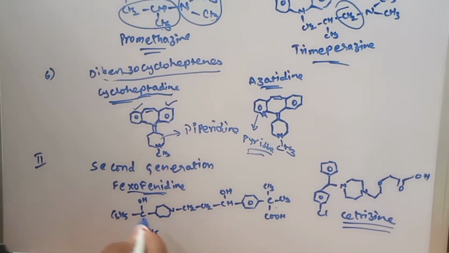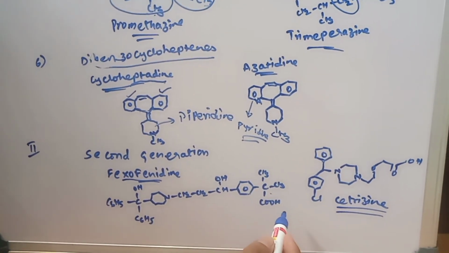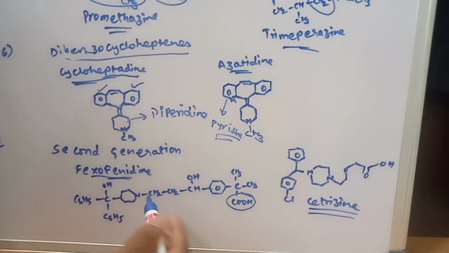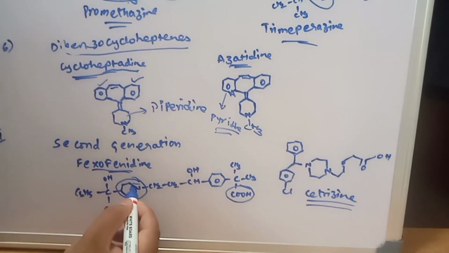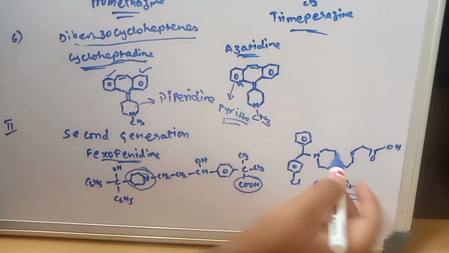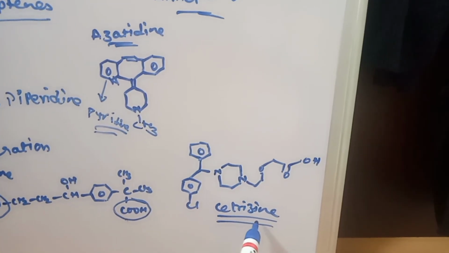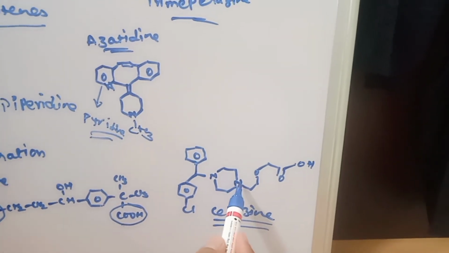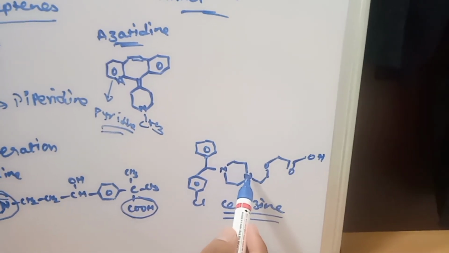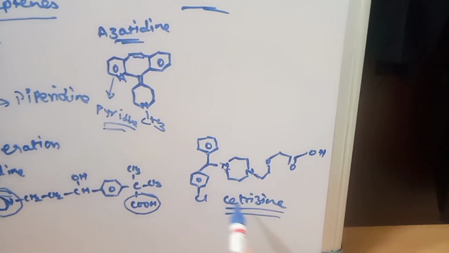And there is a side chain, phenyl rings. As usual, the structure is very huge, and it is fexofenadine. Carboxylic group is there. Here you can see that the piperidine ring is there. What is this? Piperidine, 6-membered ring containing nitrogen, saturated. On other side, you can find here piperazine ring. Under cetirizine, second generation, you are having piperazine. Piperazine means 6-membered ring containing 2 nitrogens at first and fourth position. So piperazine is a basic nucleus present in cetirizine.